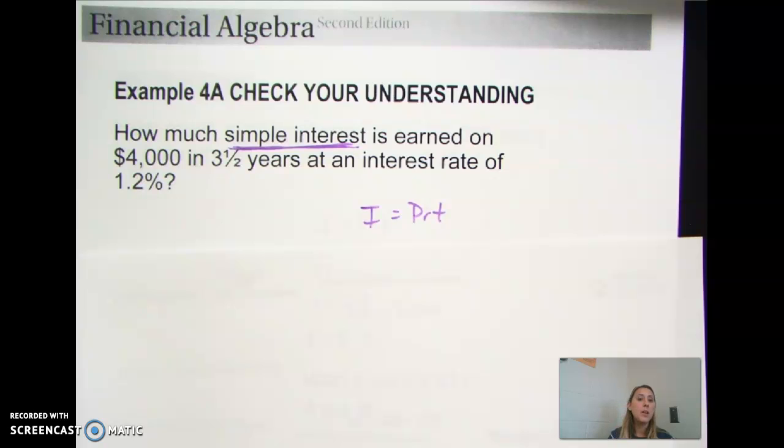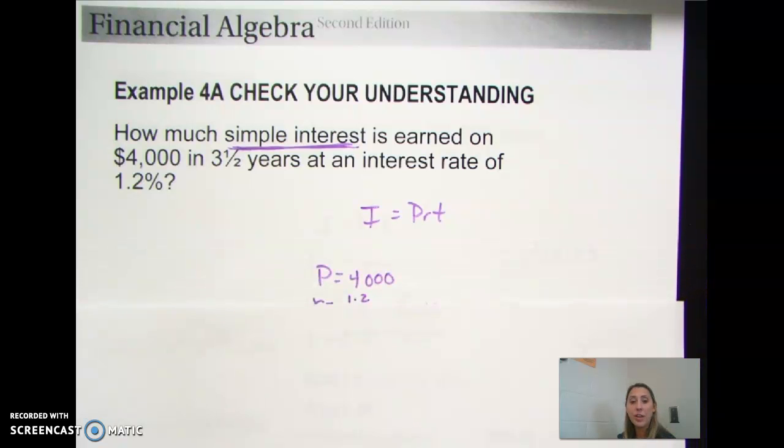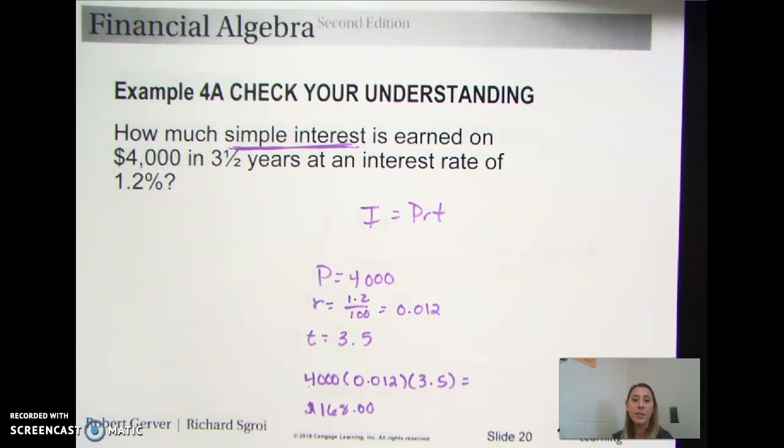Okay, here's an example of just using the simple interest to find how much interest was earned. So how much simple interest is earned on a $4,000 deposit in 3.5 years at an interest rate of 1.2%? So again, I'm going to use that simple interest formula. I'm going to identify my P, which is 4,000. I'm going to identify my rate as a decimal, which is 1.2 divided by 100. And I'm going to write my time as a decimal because it's a little bit easier to put into a formula than 3.5. Then I'm going to plug it all in, and I'm going to get that this person earned $168 in just interest in 3.5 years with an interest rate of 1.2%.